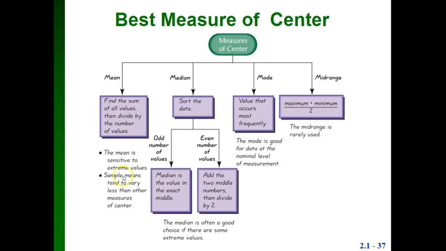So for the mean, it reminds you that the mean is sensitive to extreme values, but that sample means tend to vary less than other measures of center. So sample means are nice measures if you have a sample. The median is often a good choice if there are some extreme values because the median is resistant. For the mode, this is good for data at the nominal level of measurement, like our M&M colors. And the mid-range, we don't use very often.